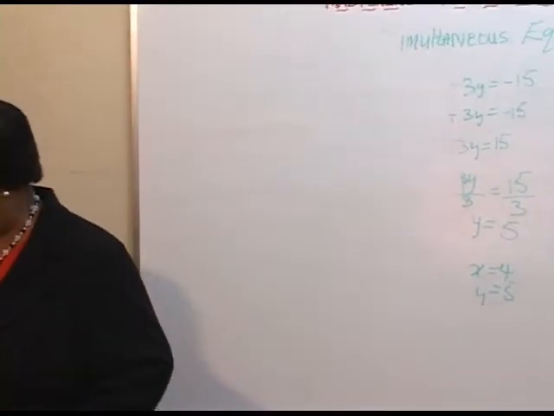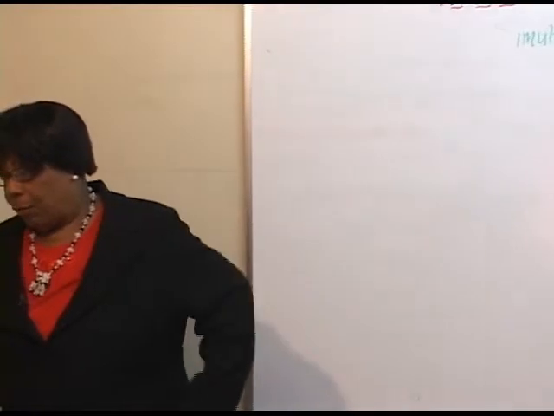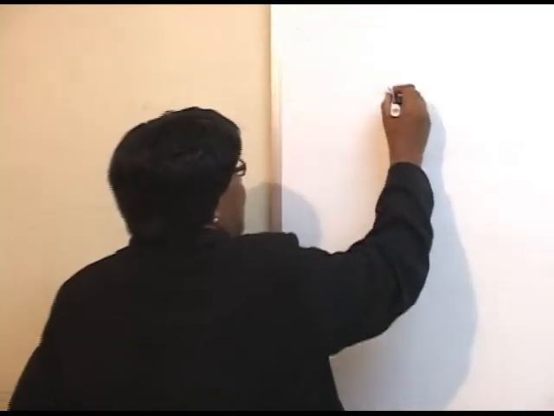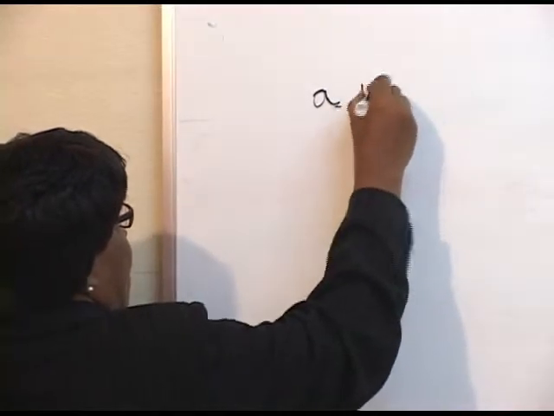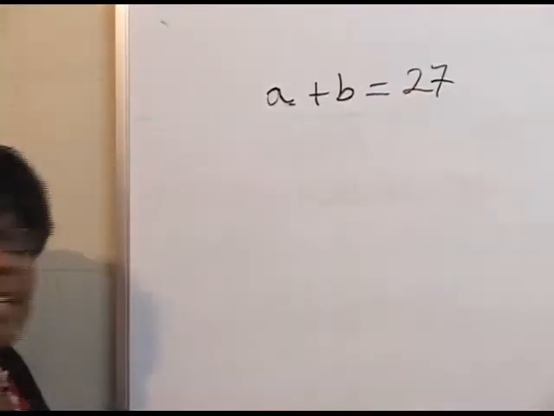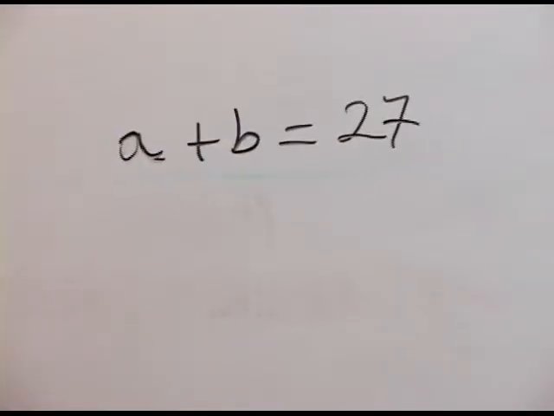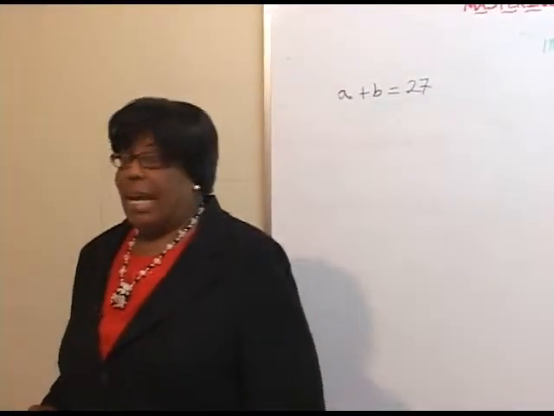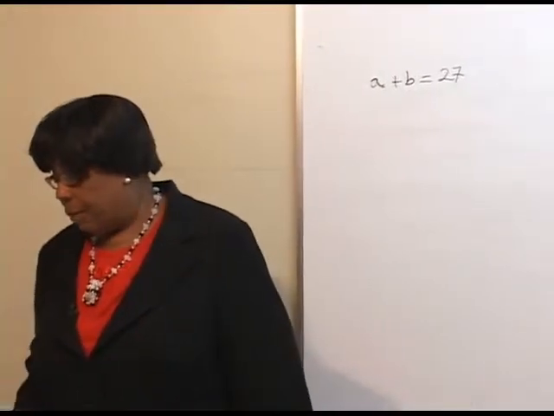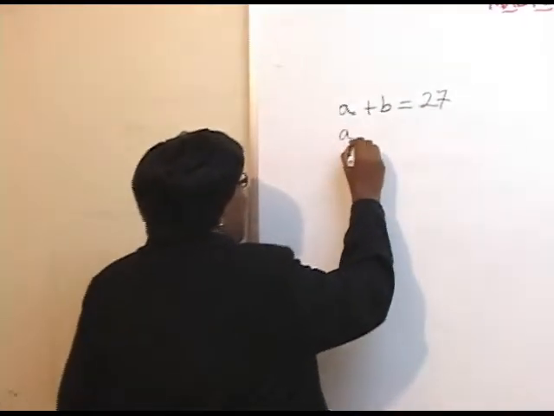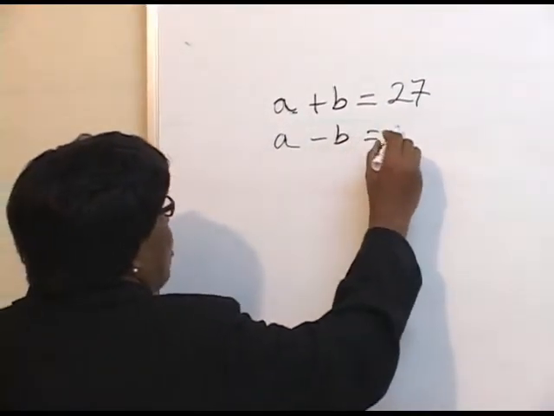And it comes when your teacher says the sum of two numbers is 27. We can call the numbers A and B, so it would be A plus B is equal to 27. Because I know you do that in your primary schools, okay? And then it says also, and their difference is 3. So again, it would be A minus B is equal to 3.